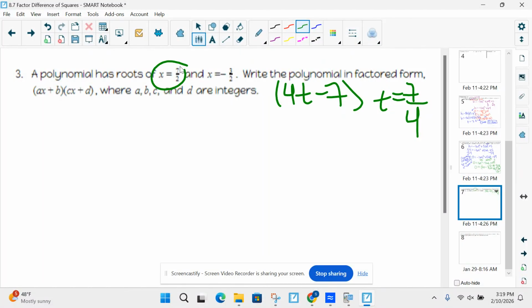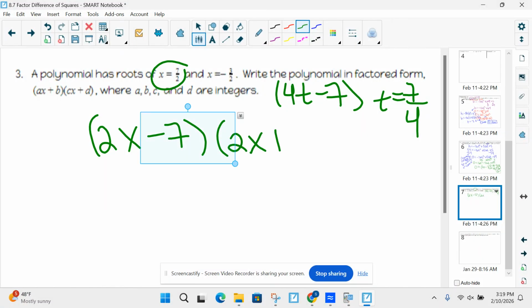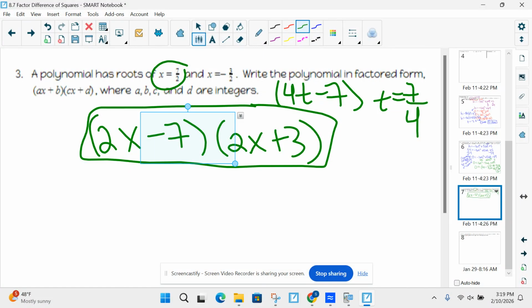So here, if the solution is 7/2, it's kind of the same thing. You could take 2x, you multiply the 2 over, and you subtract the 7. For the other factor, you multiply the 2 over, but then add the 3 because it is negative 3, so you'd have to add the 3 over to get it by itself. And then this just says write the polynomial in factored form, so that would be it. If it didn't stay in factored form, you could FOIL it out and simplify it.